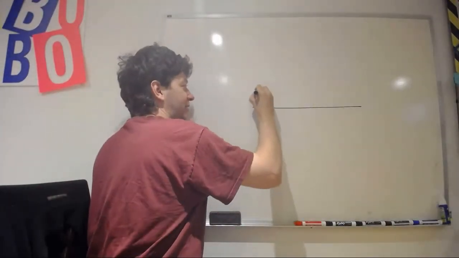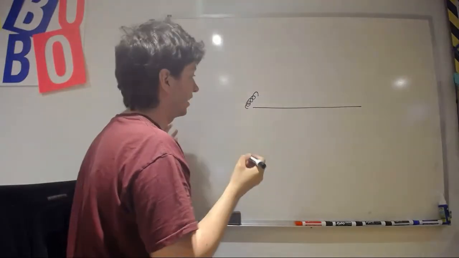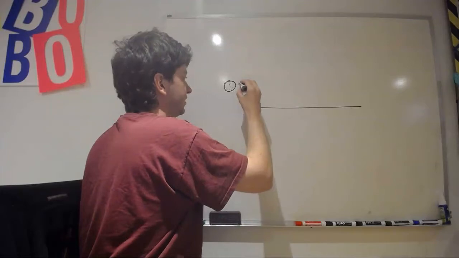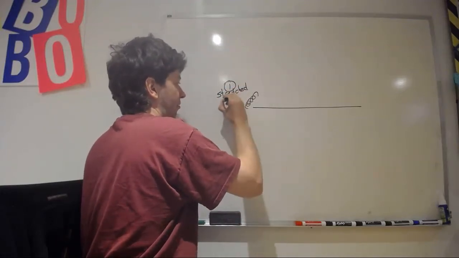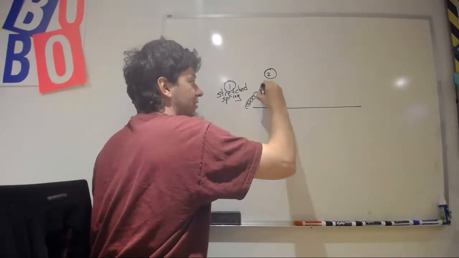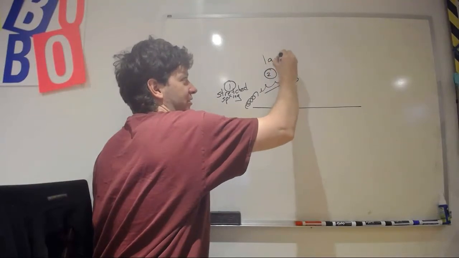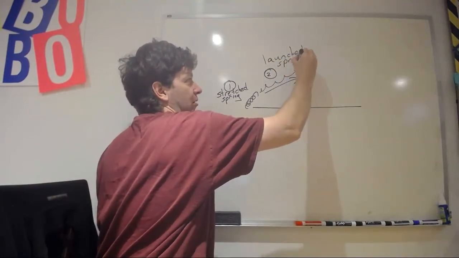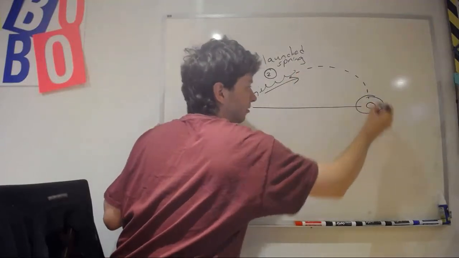We're going to have our spring, which is going to be stretched. Let's call that situation 1: we have a stretched spring. And situation 2 is when it's going to be launched. So, a launched spring, which becomes a projectile motion question, which hits a target.